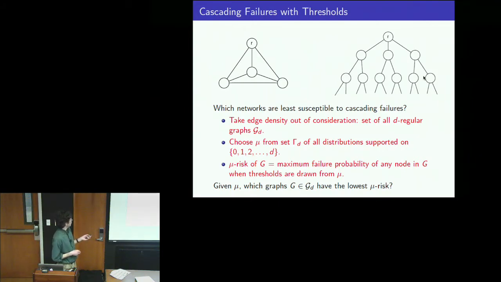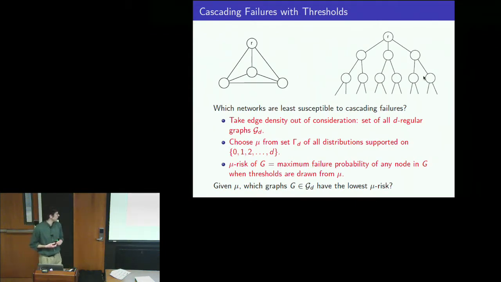Right, so what am I going to do? I'm going to look at some mu, and it's just a discrete distribution. Everyone draws thresholds with some probability. And now I'll say the mu risk of the graph G, so it's parameterized by my 2 things, mu and G, is the maximum failure probability of any node in G when the thresholds are drawn from mu. Right? So it's a simple process. You draw a threshold, you run the process, and you see what is the chance that this node fails.